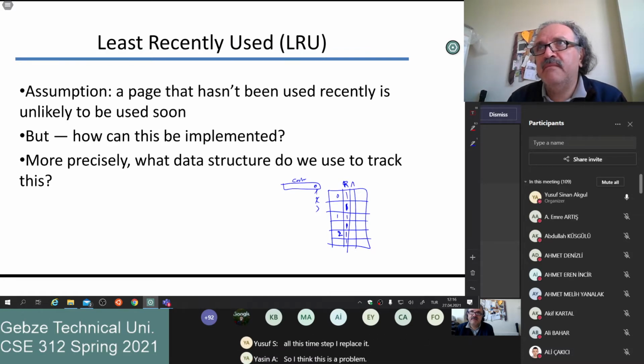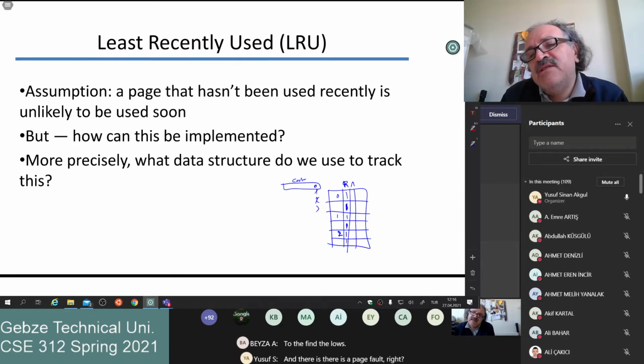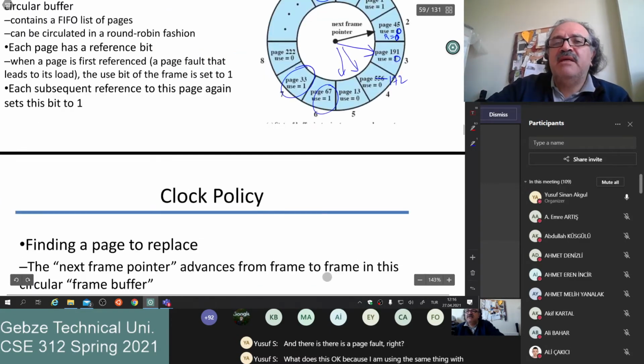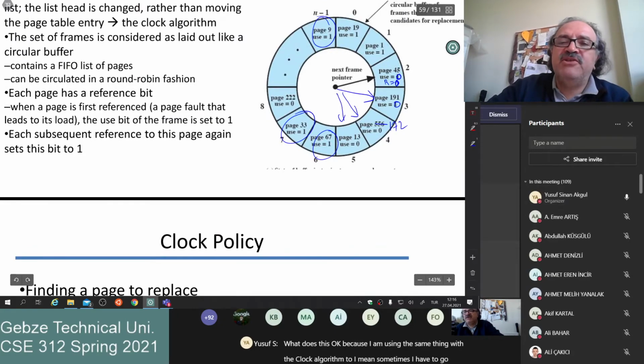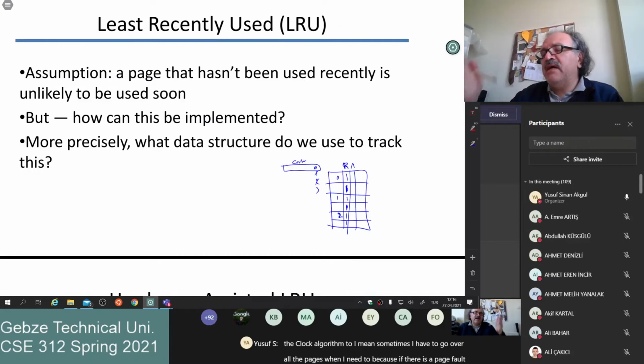So what is the problem? All the counters on the page. So Beyza, say it again. The operating system has to look at all the counters in the page table when there is a page fault, right? Yes. But that's okay because I am using the same thing with the clock algorithm too. Sometimes I have to go over all the pages when I need to, because if there is a page fault, I took the hit already.